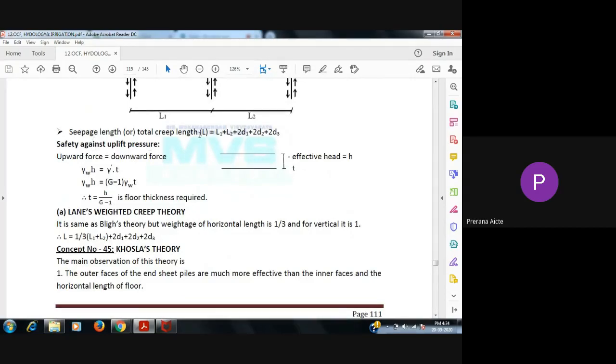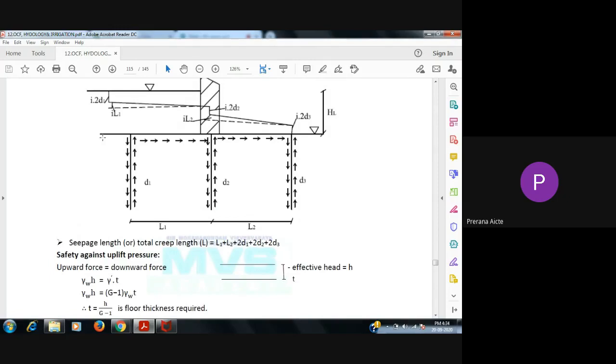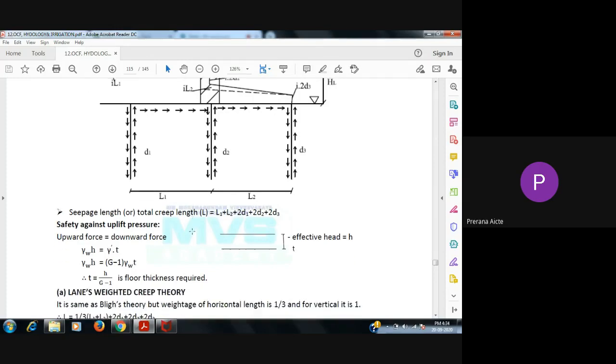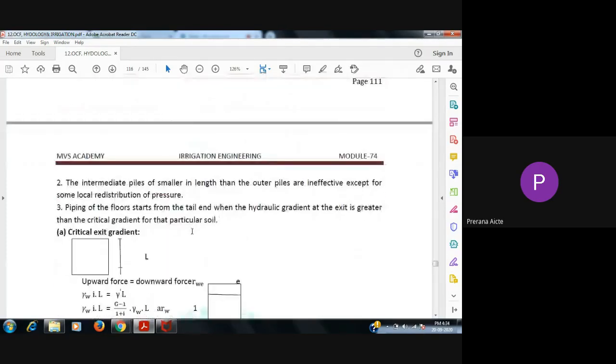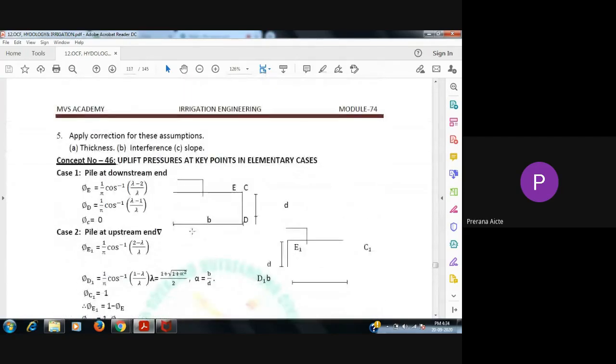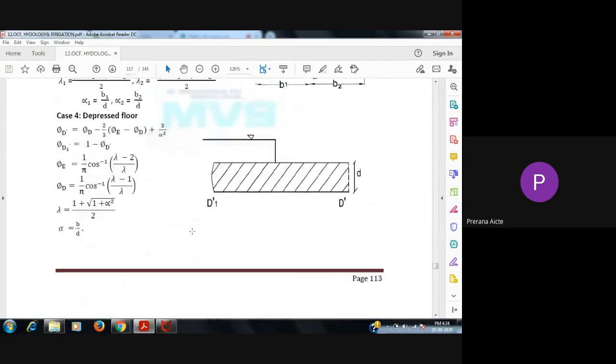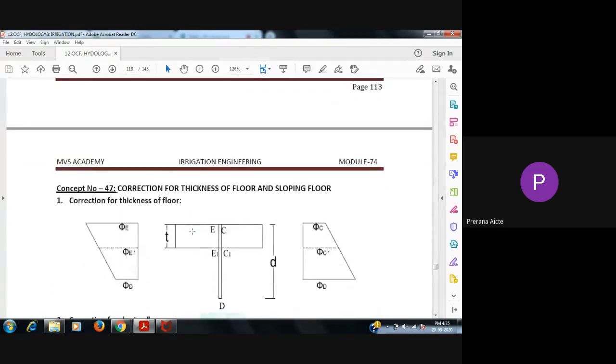Seepage length or total creep length L equal to L1 plus L2 plus 2D1 plus 2D2 and so on. See the figure. Creep length is like this, this one, the route, that's all. That you can study. I will send the materials and you can prepare like this.